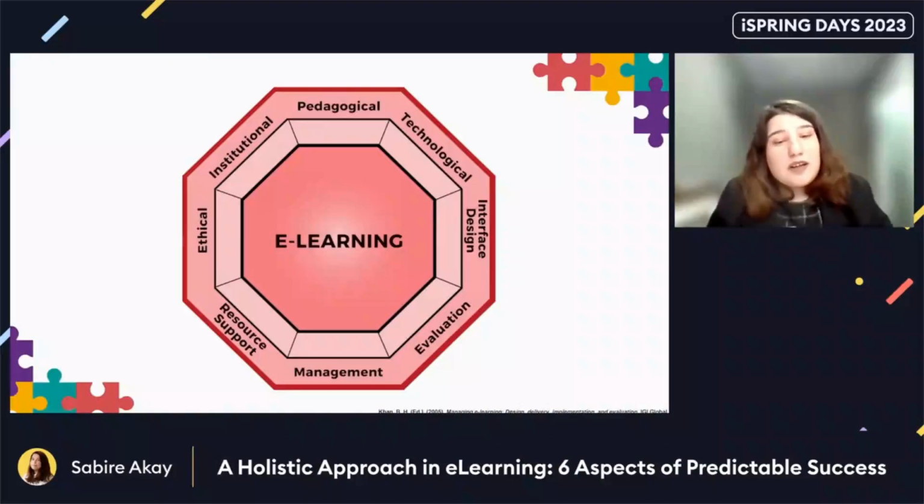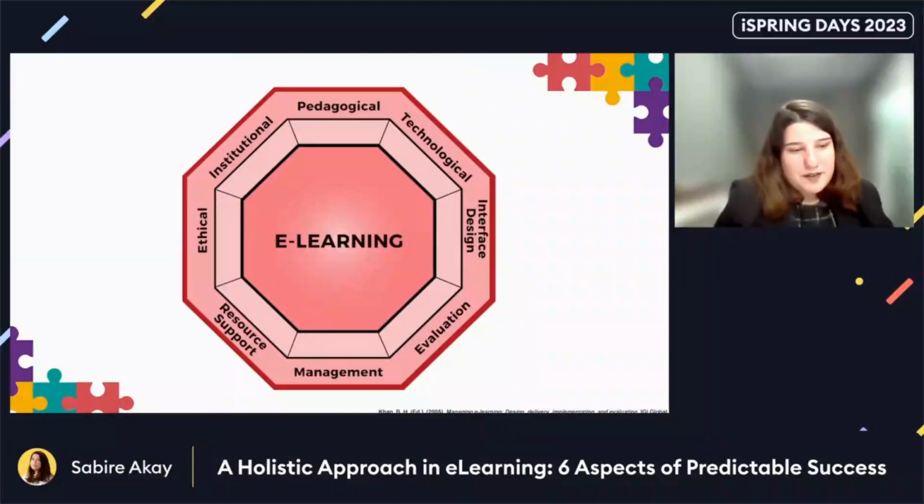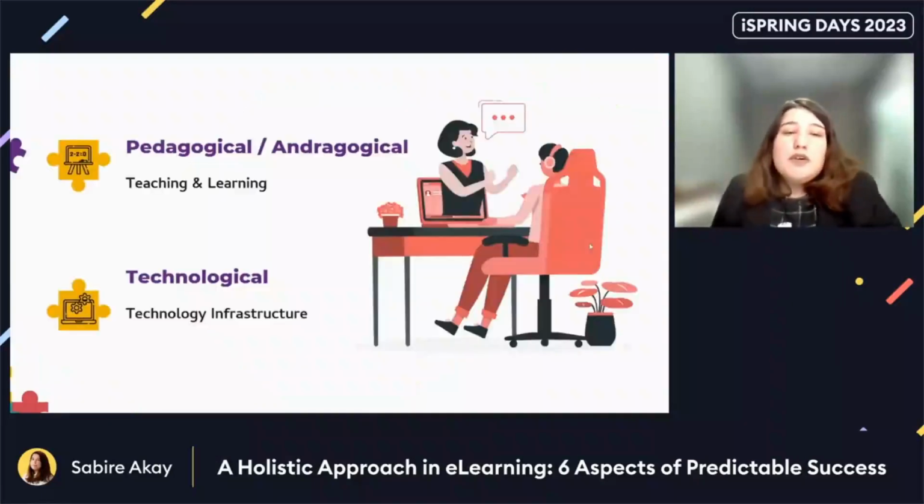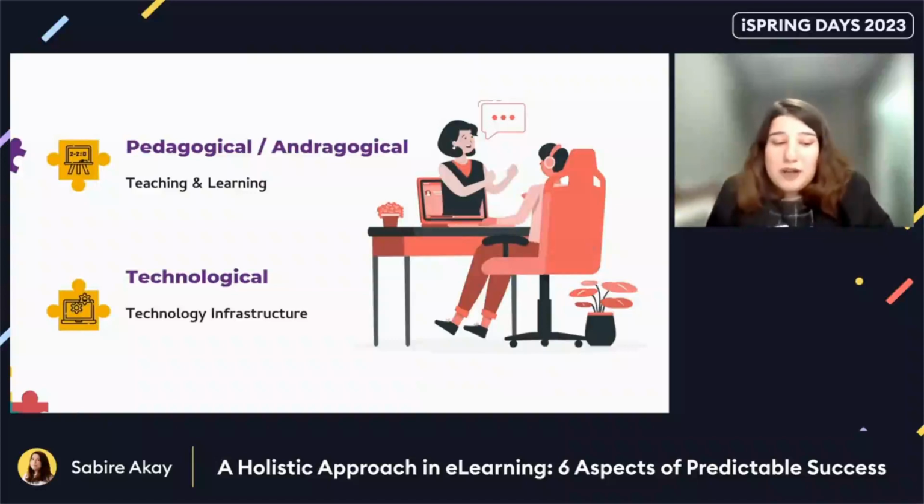And he thought that when it comes to e-learning, we need to consider these 8 areas, which are pedagogy, technology, interface, evaluation, management, resource support, ethics, and institutional aspects. So let's continue with these one by one. So mostly it says pedagogy, but when it comes to higher education and corporate training, we need to consider andragogy as well. So I named this part pedagogical and andragogical aspects, focusing on the teaching and learning aspects of this process.